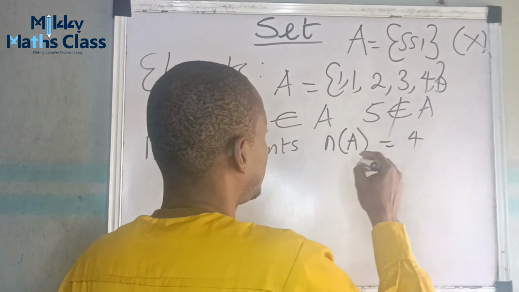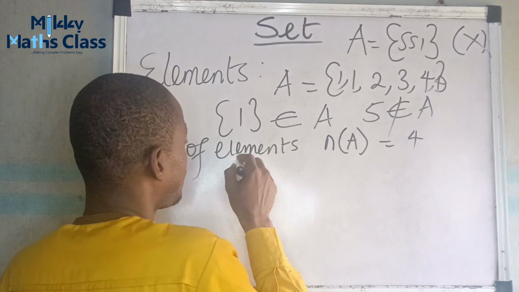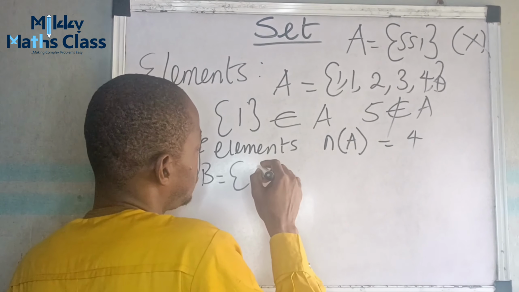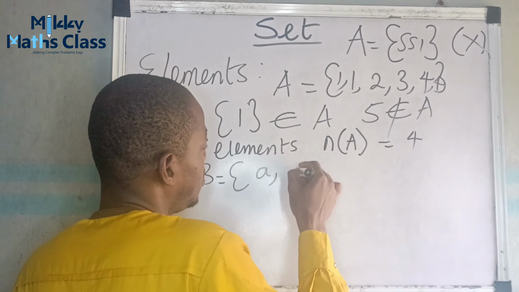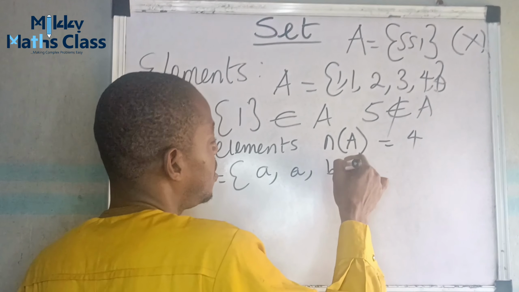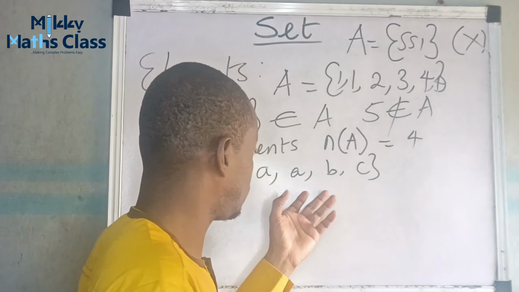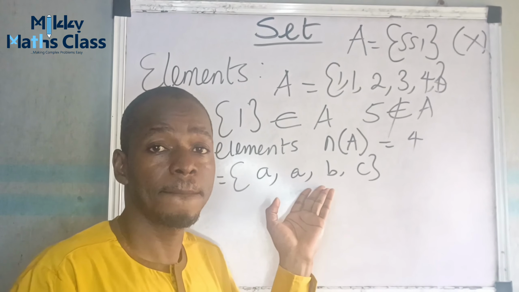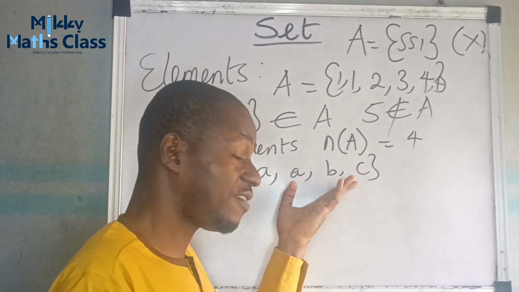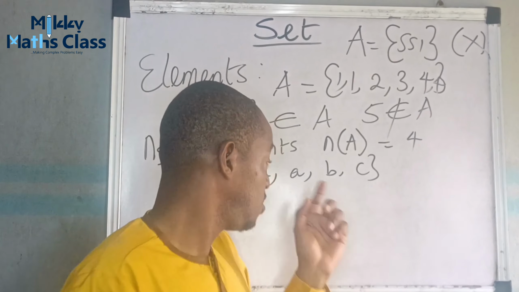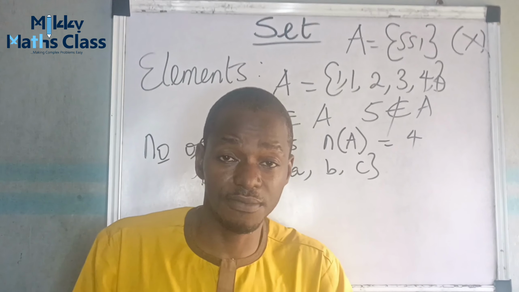Even if I have something like this, maybe B is equal to A, A, B, and C, and I'm asked to find the cardinal number of this set, the number of elements there is 3. A is not counted twice. A is here, A is here. You count each of the elements once.